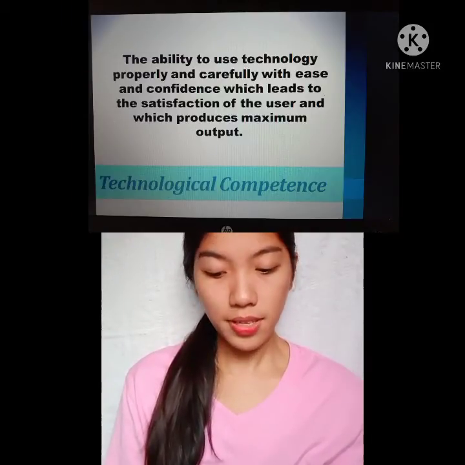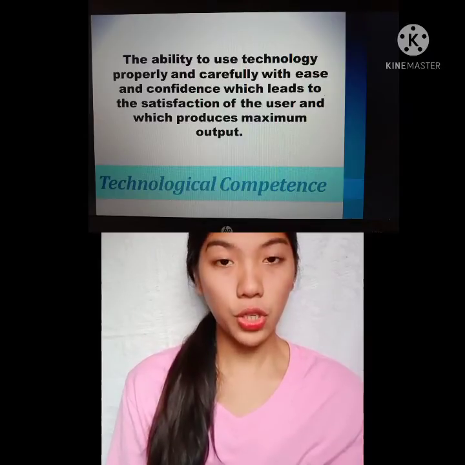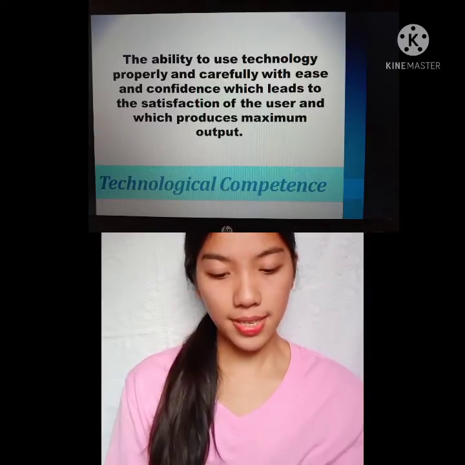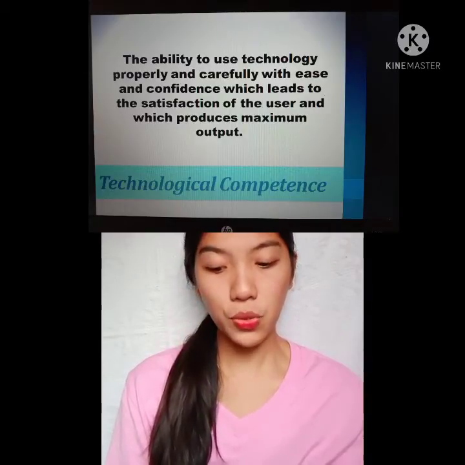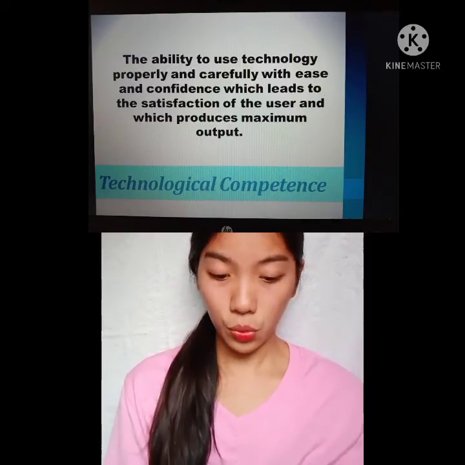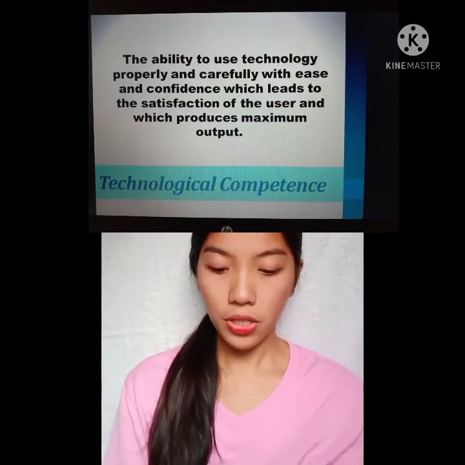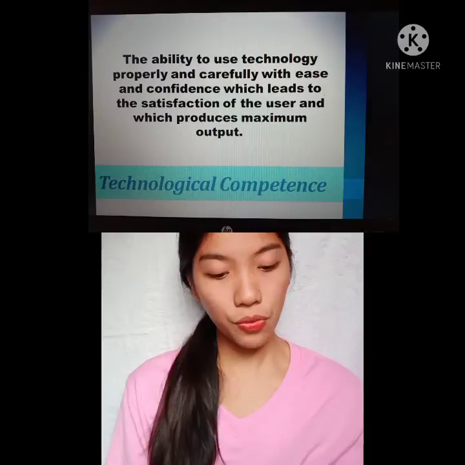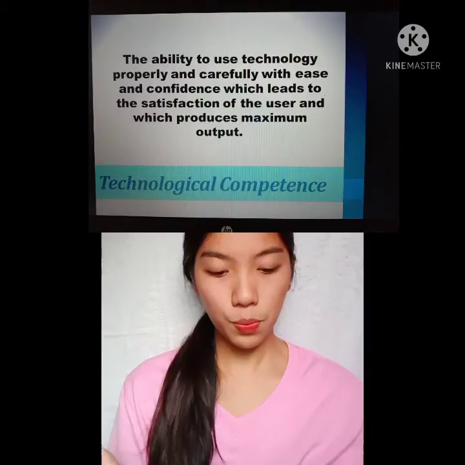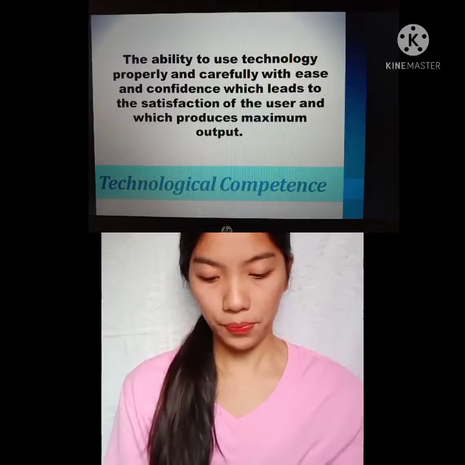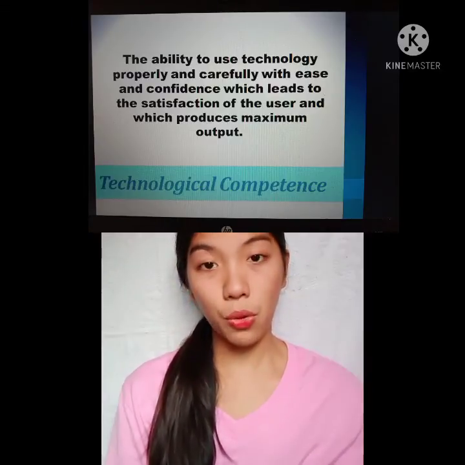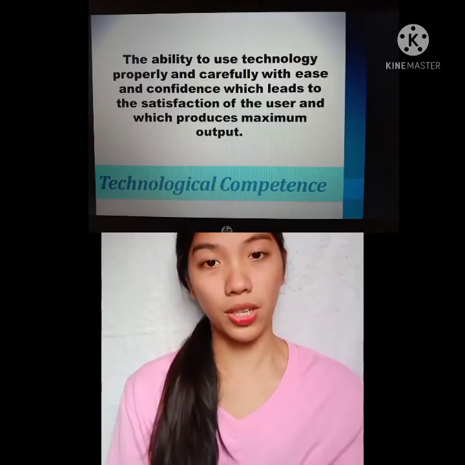Technological competence is defined as the ability to use technology properly and carefully with ease and confidence, which leads to the satisfaction of the user and produces maximum output. So it is important to develop the teacher's competence on the technology to maximize the extent of use of educational technology. Technological competence aims to produce a positive use of technology. It is a challenge to the teacher to master the content and pedagogy first in order to maximize the use of educational technology.